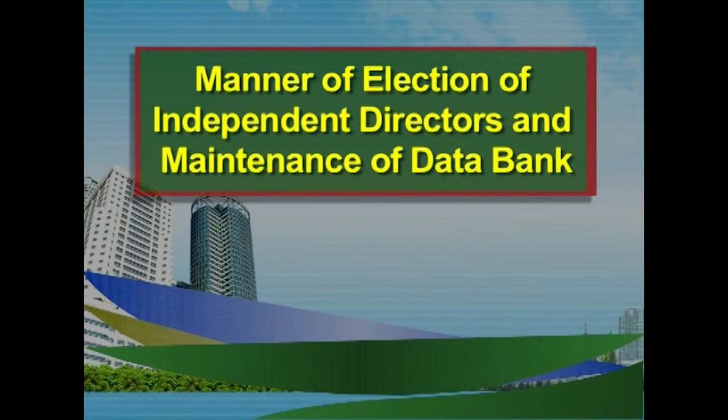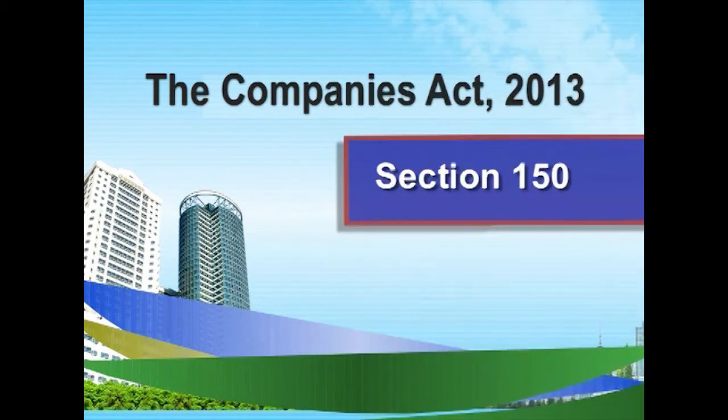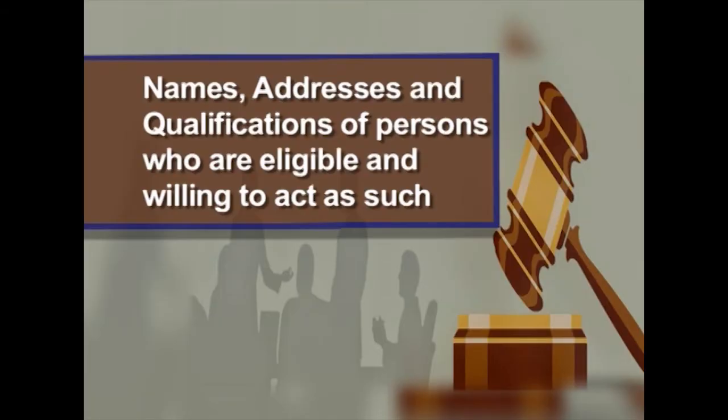Manner of election of independent directors and maintenance of data bank. According to Section 150 of the Act, the independent directors have to be selected from a data bank which should contain names, addresses and qualifications of persons who are eligible and willing to act as such. This has to be maintained by any institute as may be notified by the central government.